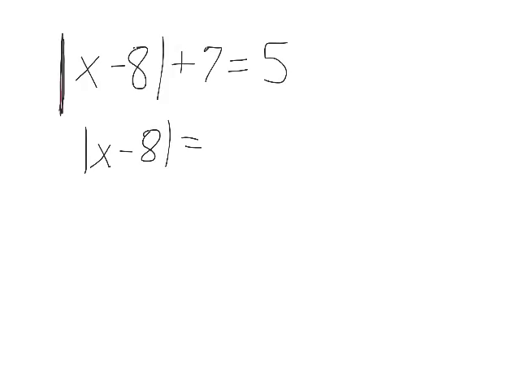with the absolute value of x minus 8 equal to 5 minus 7, which gives me a negative 2. And now if you analyze it, you'll notice that it is equal to a negative number, so we cannot finish the problem. We will not come up with a solution for x, so this has no solution.